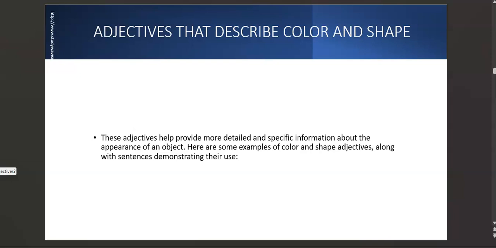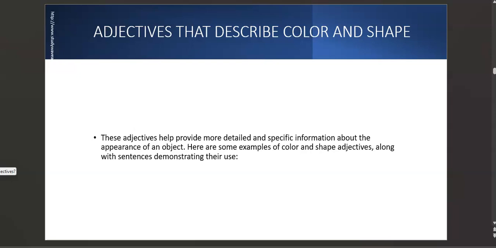So here, I told you about common adjectives, which are adjectives that are frequently used. You use them frequently when you tell stories. So we talked about common adjectives as one type of adjective, and right now we're going to look at adjectives that describe color and shape. All I'm saying is that these adjectives provide more specific information about the appearance of an object. So for example, you're talking about your cup, a cup that you love. You'll say, I love my red cup.